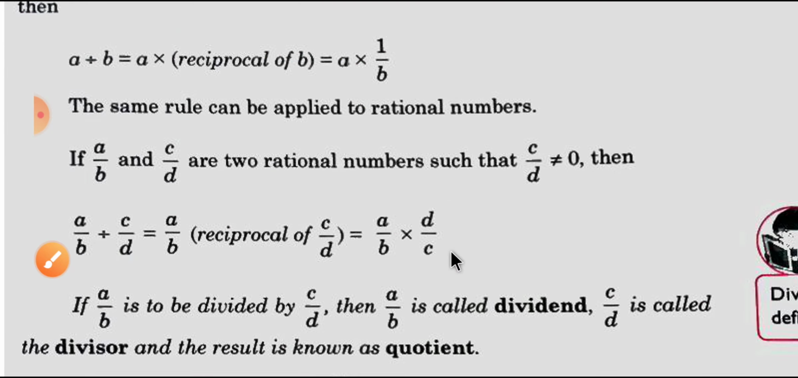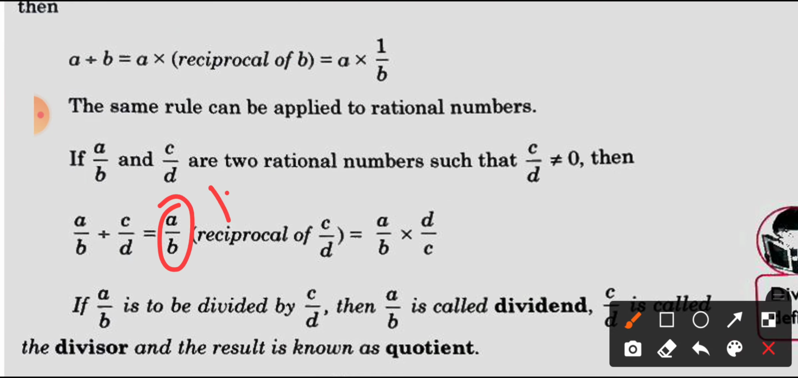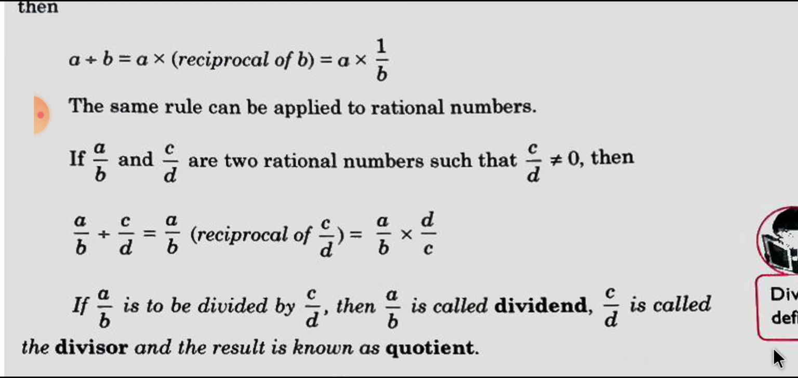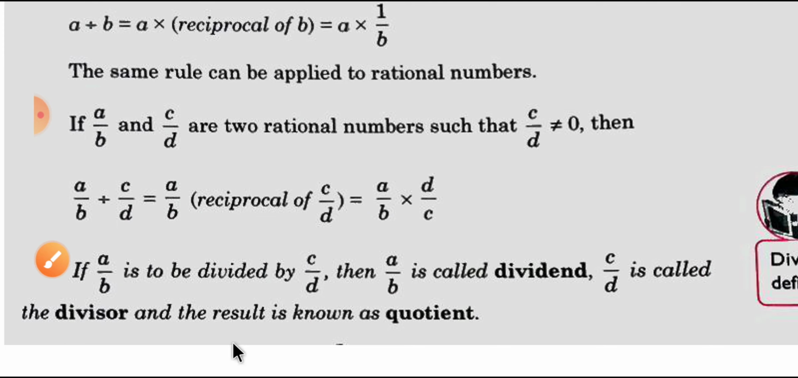Now the next step is a by b multiplied by the reciprocal of c by d. What is the reciprocal of c by d? It will be d upon c. It means we have to interchange the numerator with the denominator and the denominator with the numerator. So if a by b is divided by c by d, then a by b is called the dividend, c by d is called the divisor, and the result is known as the quotient.